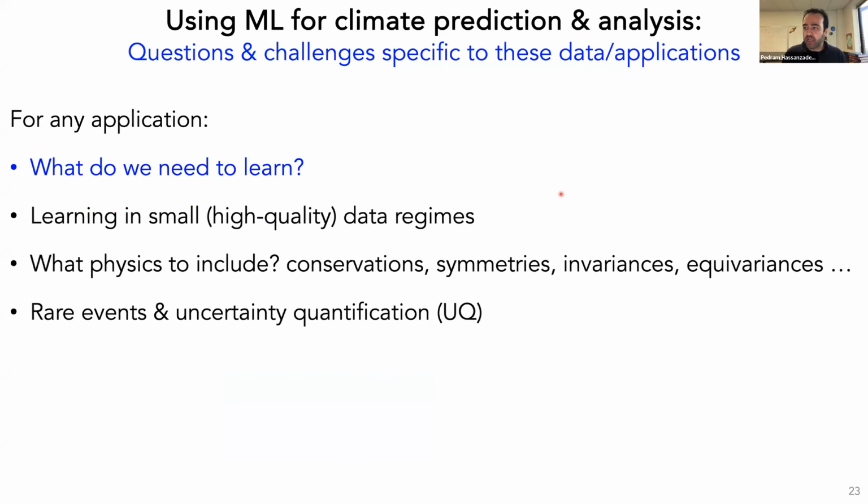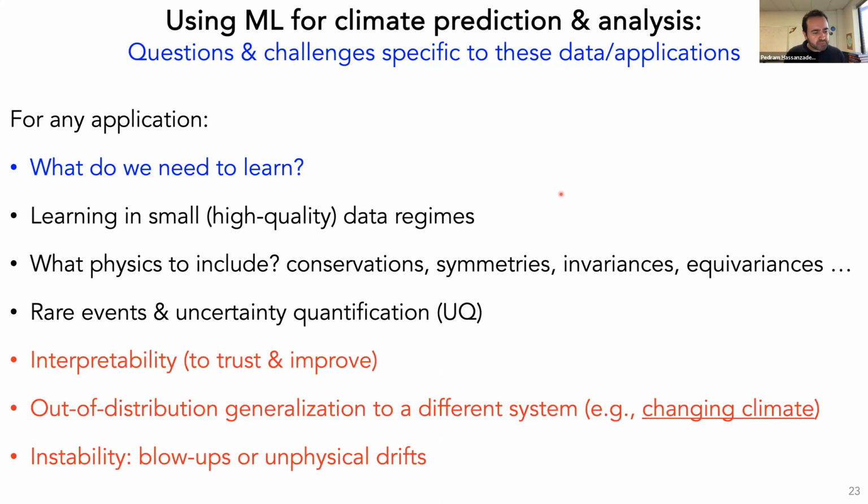Now, after that, we have to figure out how to do the training with the small amount of data that we usually have in our problems. There's a question of what physics to include, how to learn the rare events, and how to provide uncertainties for the output of these neural networks or other machine learning methods. And then there are three problems that are generally believed to be the most challenging ones for climate applications. One is interpretability. We like to understand to some degree what these methods are learning and why. There's a problem of out of distribution generalization or extrapolation to a different system, which is a major requirement when we are dealing with non-stationary systems like a changing climate.